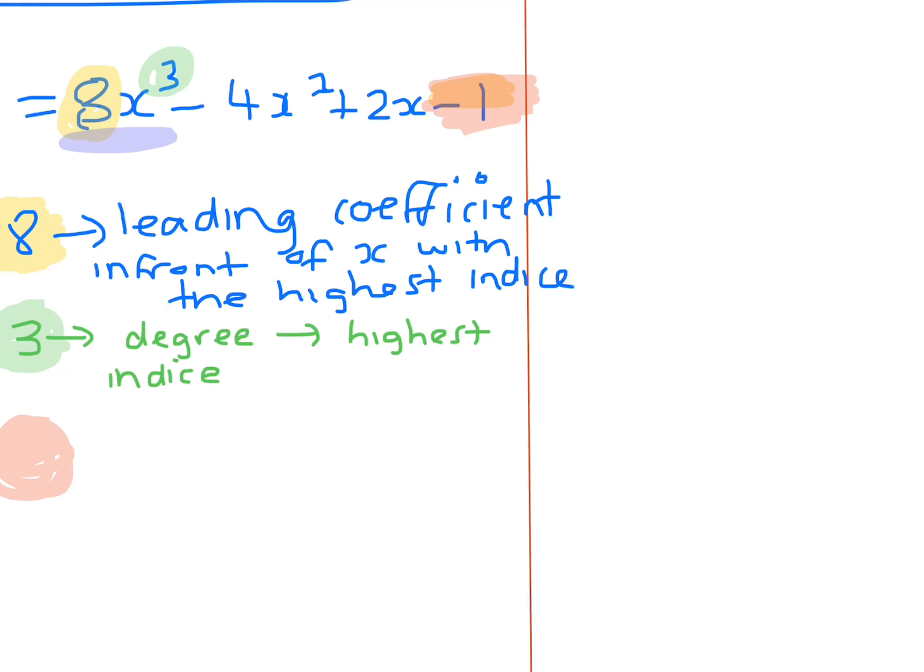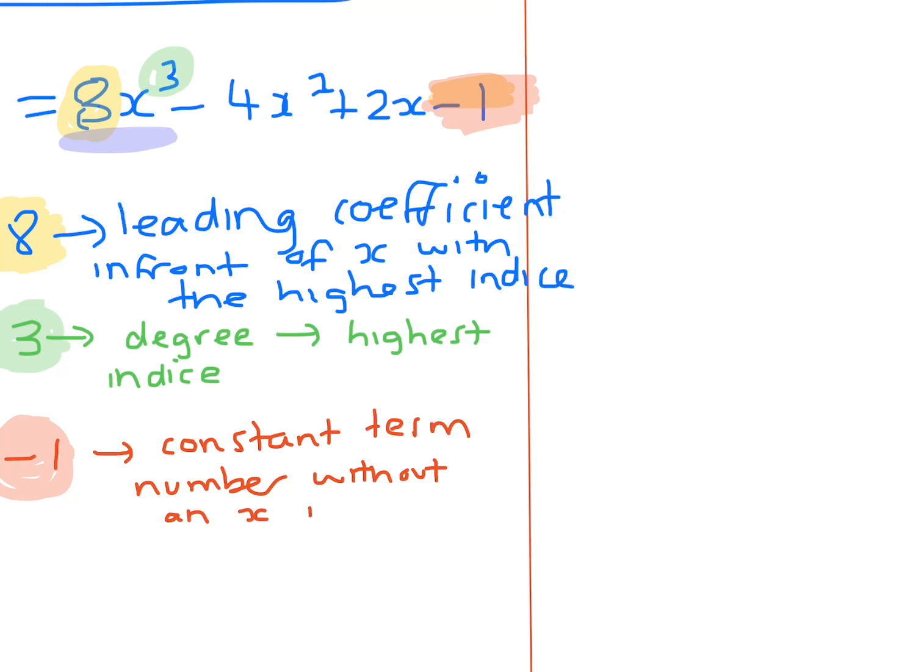The last one, which is the red one, which you get -1, that there is called your constant term. So your constant term is the number without an x in it.